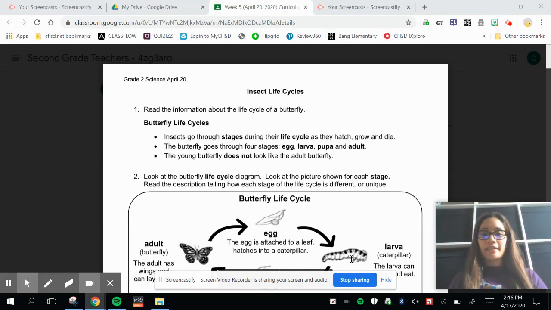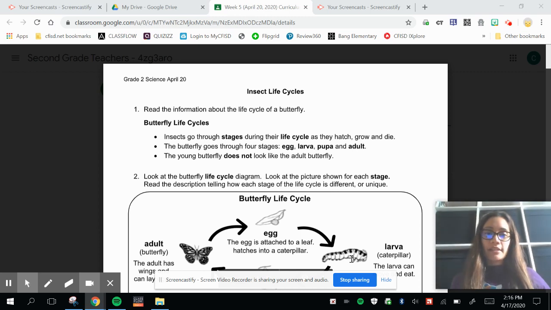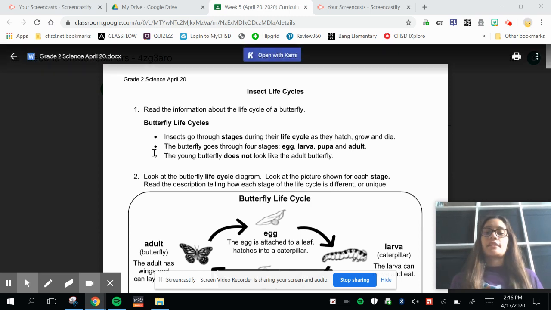This is Miss Tran, and today's lesson is going to be about the insect life cycle. The pages that I'm about to talk about are found on page 65 and 66 of your paper packet. It is also found on page 65 and 66 of your online packet. So we're going to go through these two pages and we're going to talk about the butterfly life cycle.